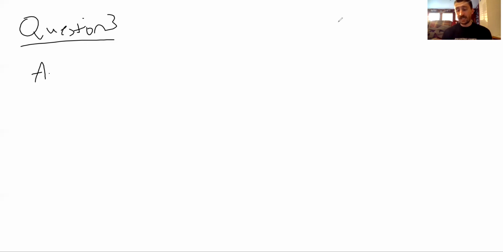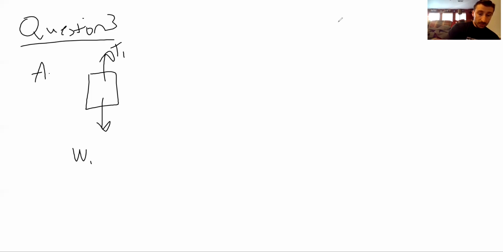All right, this one's easy, straightforward, right? So let's go ahead and bang this out. For M1, there's tension pulling up, we'll call it tension 1, and there's weight going down. So I've got weight 1 equals mass 1 g.